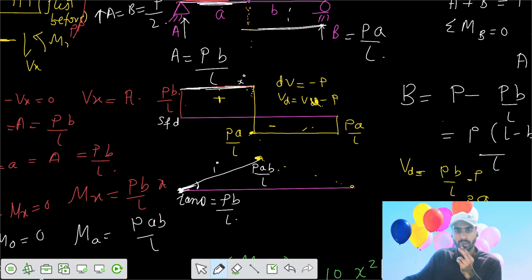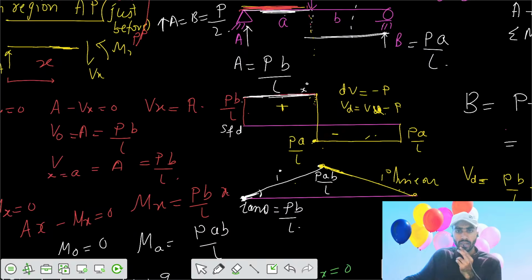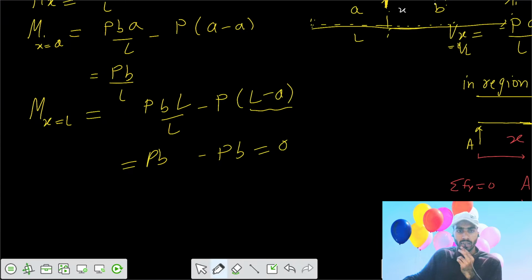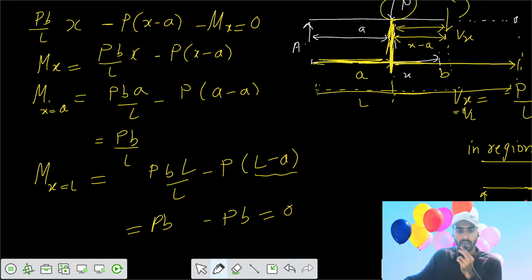So we got the same values on both sides of the section P. So your variation is a linear variation. Both are linear variations. In the equation also we got a function of x, and x was varying here. It is a function of x to the power 1.